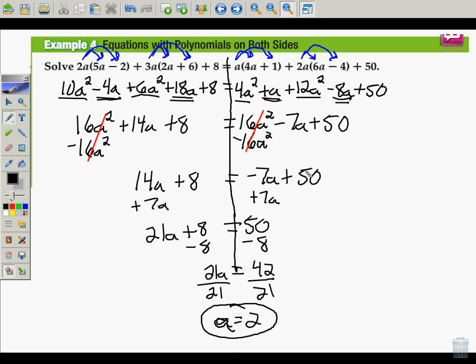The big idea here was just reinforcing the distributive property, but now we're starting to incorporate variables into that, and that's all there is for this lesson. So let me know if you have any questions.